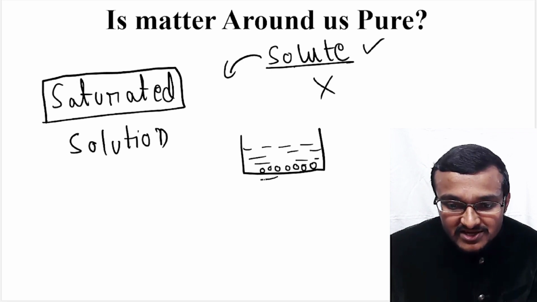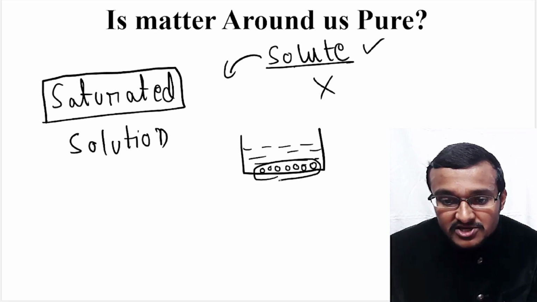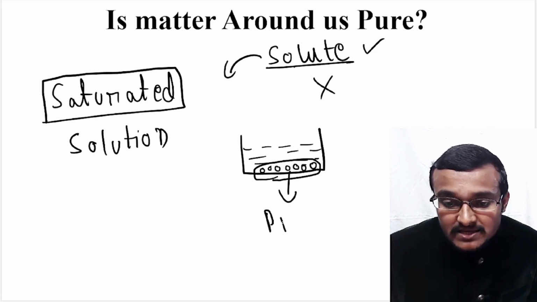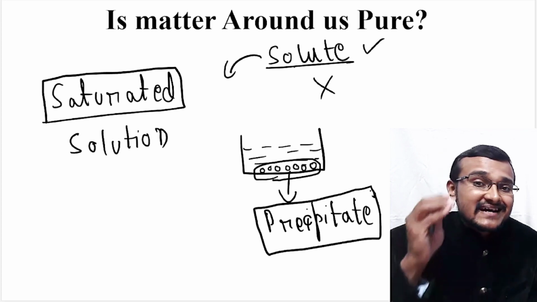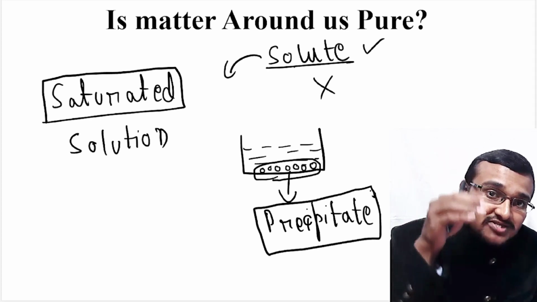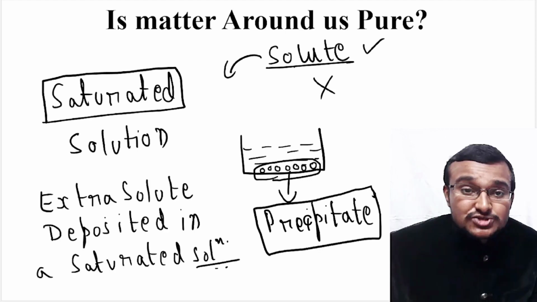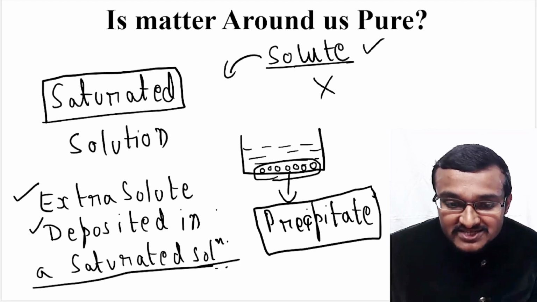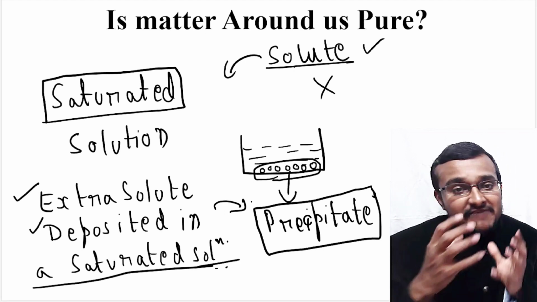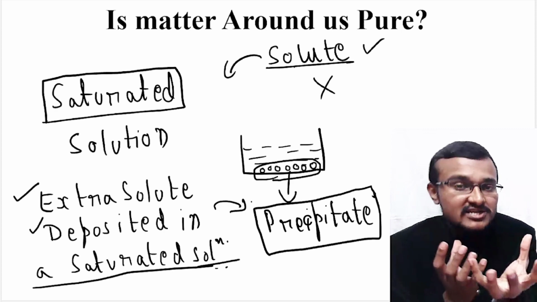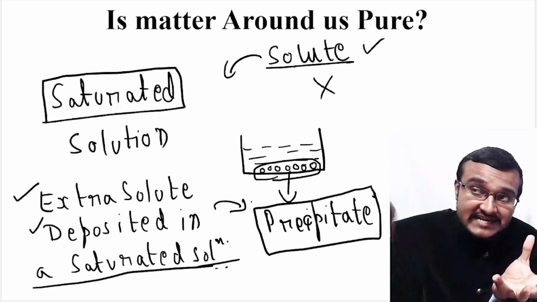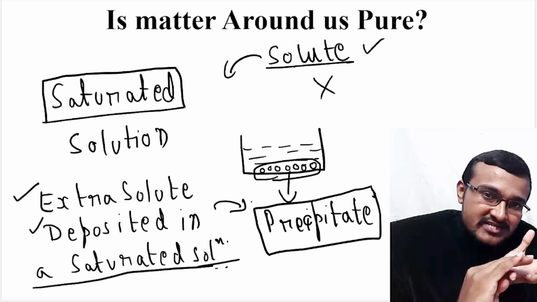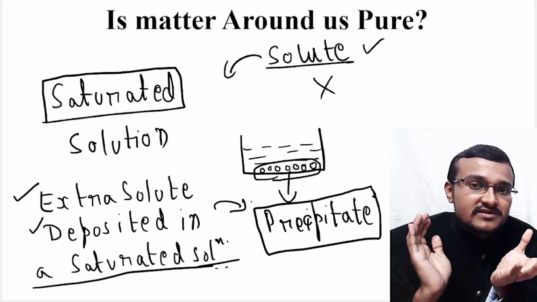This deposition of solute inside a saturated solution is known as precipitate. So what do we mean by precipitate? Precipitate is the extra solute which is getting deposited in a saturated solution. The extra solute which is deposited in a saturated solution will be known as precipitate. That means after reaching a saturation point, this solution can never dissolve extra solute which is put into it. So that extra solute will just get deposited at the bottom surface of the solution.